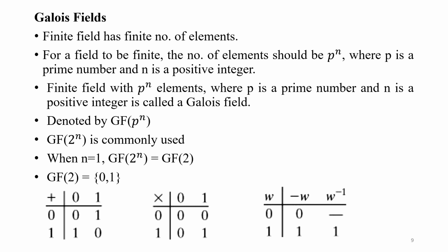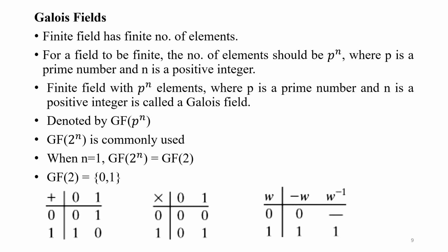Galois fields. A finite field has a finite number of elements. For a field to be finite, the number of elements should be p raised to n, where p is a prime number and n is a positive integer. A finite field with p raised to n elements, where p is a prime number and n is a positive integer, is called a Galois field, and it is denoted by GF(p raised to n).